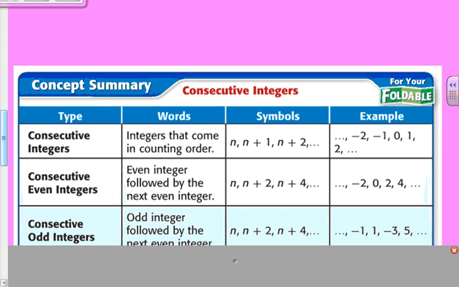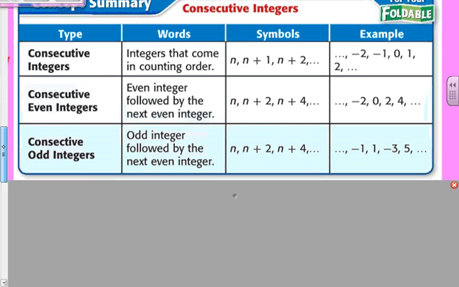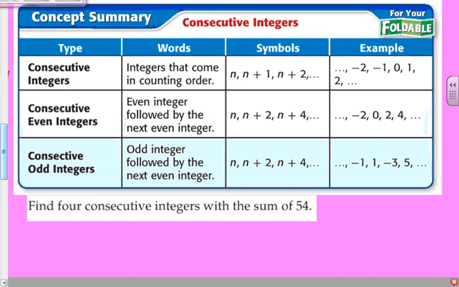The next thing I'm going to show you that you will see on your paper, your assignment you have to do, is when you're going to see problems like this off and on throughout the year, where you have to find 4 consecutive integers with the sum of 54. That means you're looking for 4 numbers, integers, that add, because that's what sum means, to equal 54. That's what you're trying to find. 4 numbers that will add to equal 54. And they have to be consecutive. That means in counting order, like 1, 2, 3, 4, 5.